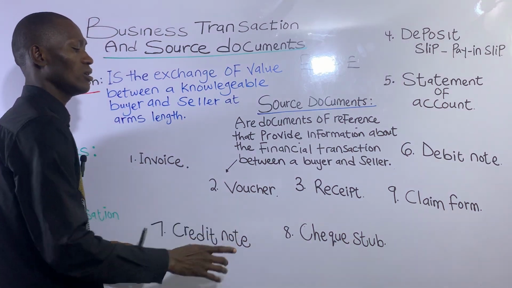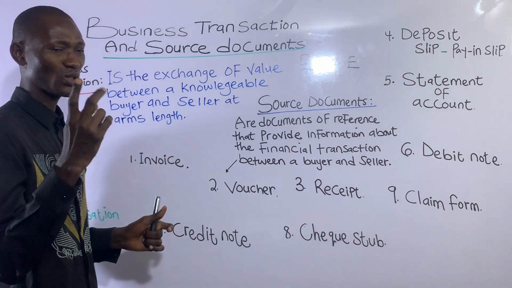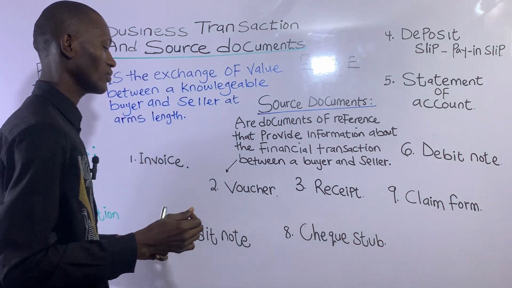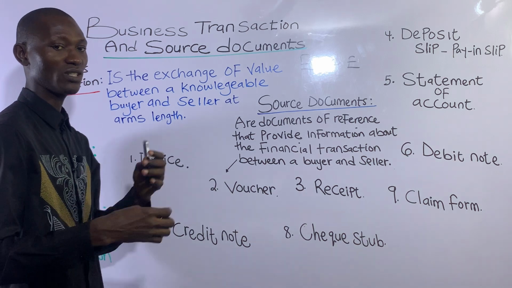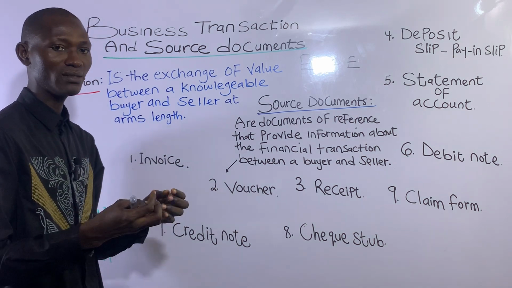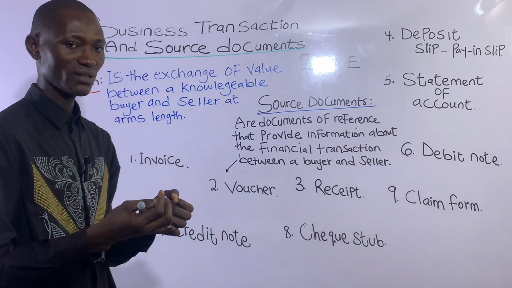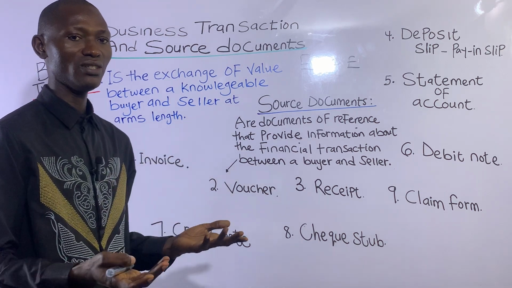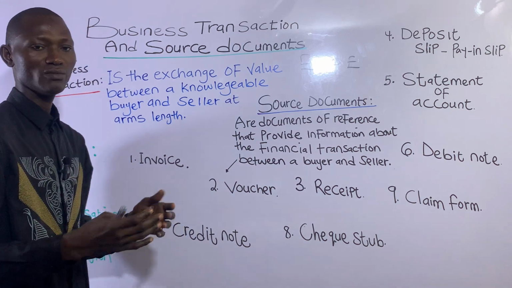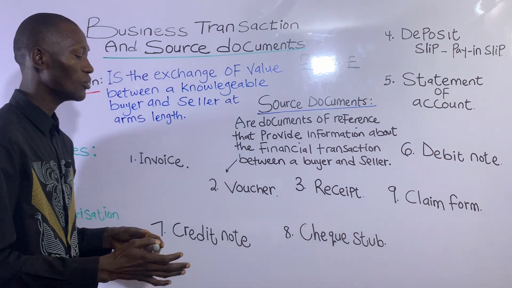So voucher has two classifications basically. The first is petty cash voucher. That petty cash voucher is usually raised to spend small expenses. That's petty cash expenses, small like postages, petrol, and all that.